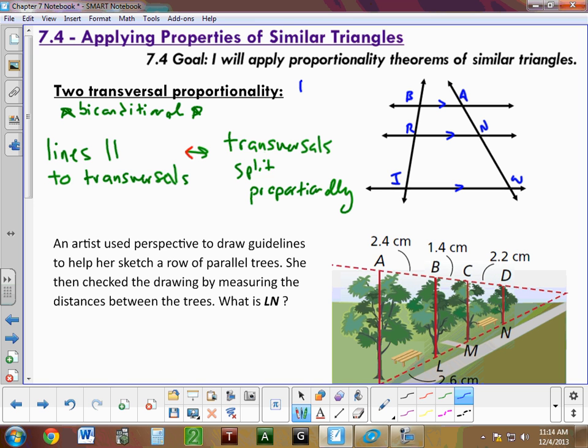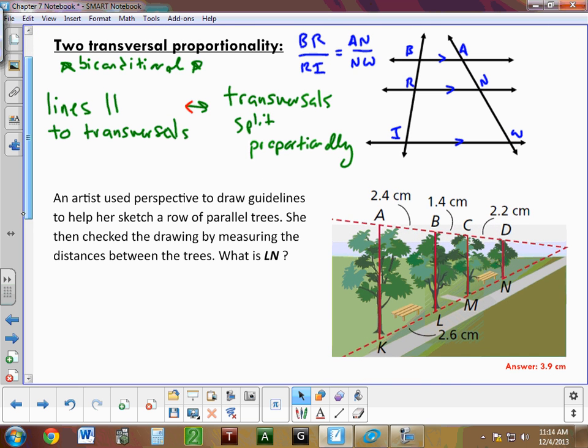So the proportions that you could set up would be that BR over RI would be equal to AN over NW. So this property is used in city planning and stuff all the time. Anything with roads, when you have one that's sideways and one that's straight, you know that they're going to be proportionate to each other. So if you're planning that stuff out, it's kind of a good thing to know.